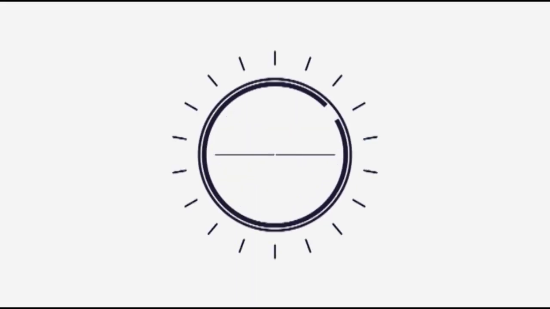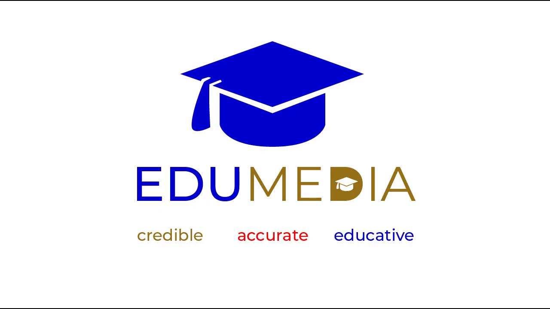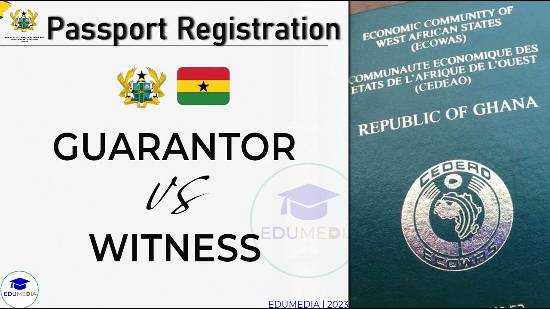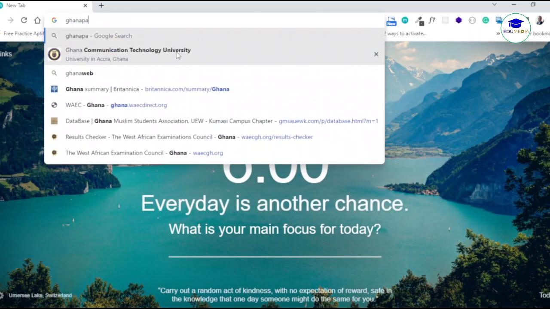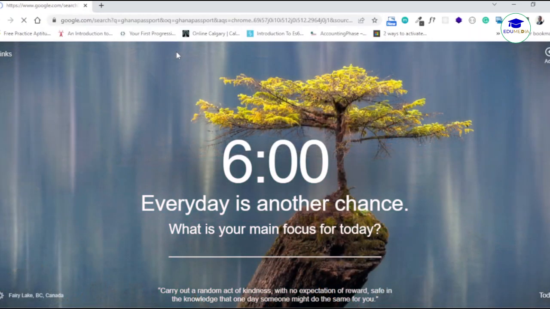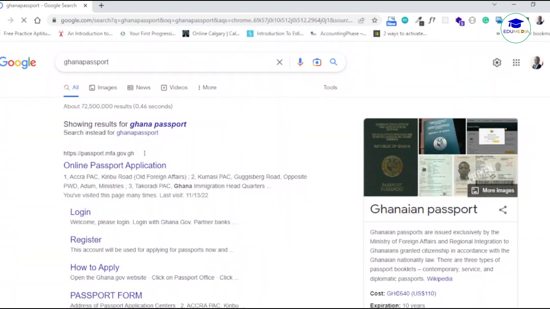In today's video, I'll take a look at the guarantor and witness section of the Ghana passport. I'll elaborate on who can or cannot be a guarantor as well as a witness to the passport application. The Ghana passport is one of the most important travel documents that has gone through different iterations since its introduction. The requirements have also changed over time. In the current passport application form, there's a portion for a guarantor and a witness.